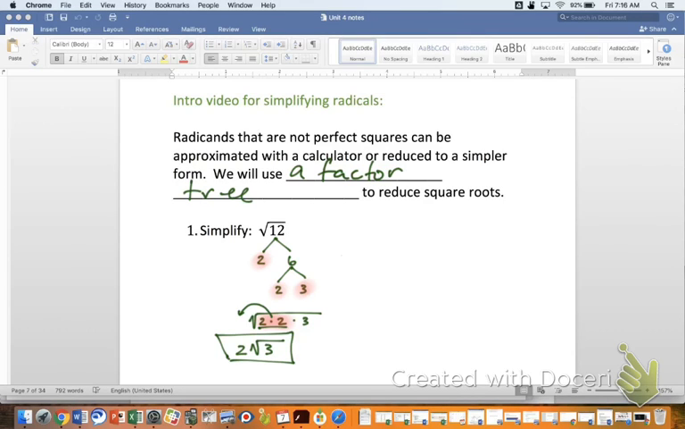Again, just want to emphasize, if you do have a pair of factors, like in this case the 2's, those 2's can come out of the radical, but they come out as a single 2, because bringing them out of the radical is really just square rooting them, and the square root of 4 is 2. So this right here would be our final simplified version of the square root of 12.